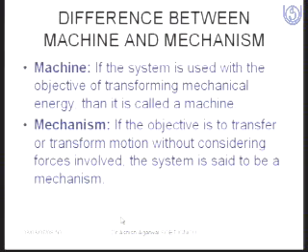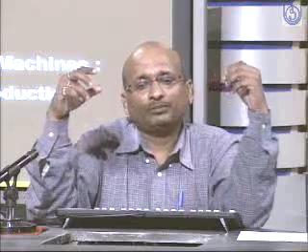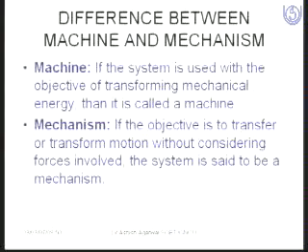Now we will see what is the difference between the machine and the mechanism. A machine is basically a type of mechanism which is used for transforming the motion or the energy from one form into another form, and we get the useful work or the energy.